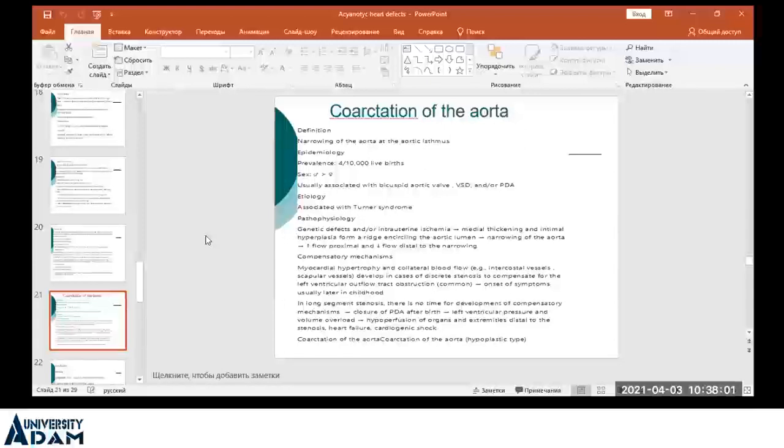Next defect: coarctation of the aorta. Narrowing of the aorta in the aortic isthmus, with a prevalence of 4 per 10,000 live births. In boys, this defect is seen more often than in girls, usually associated with bicuspid aortic valve, ventricular septal defects or PDA. Coarctation of the aorta may associate with Turner syndrome.